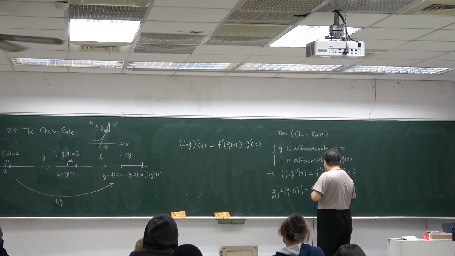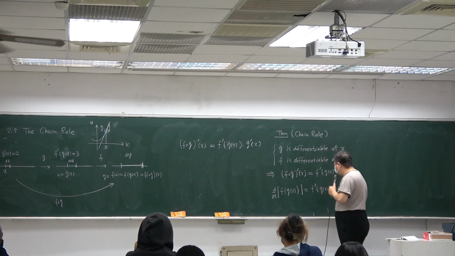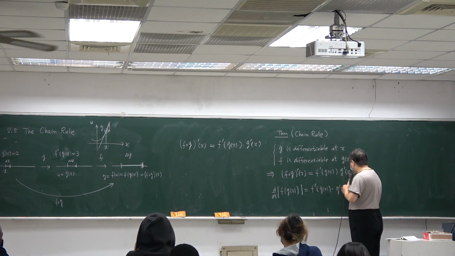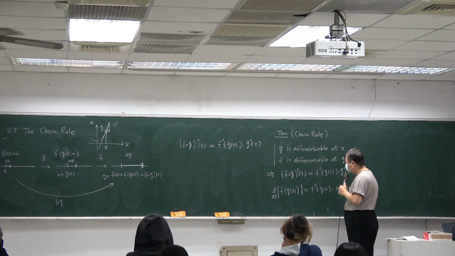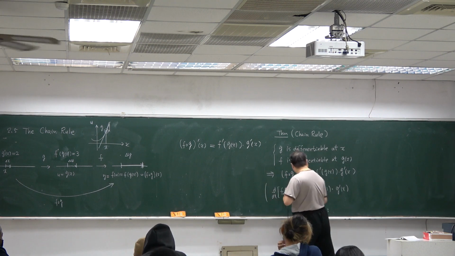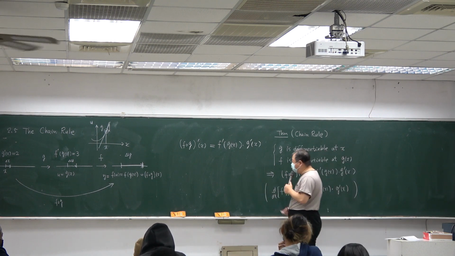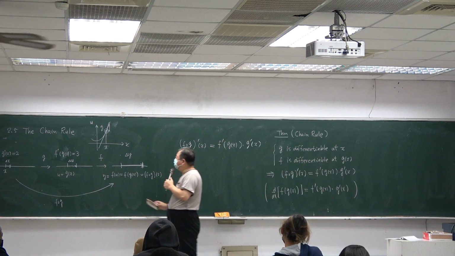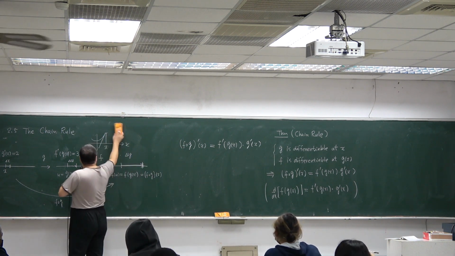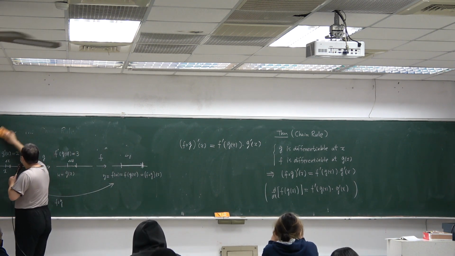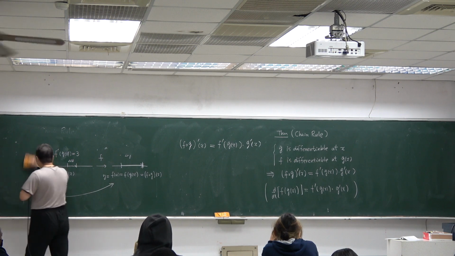This one, then times the derivative of g of x. Okay, let's see some examples. You may be familiar with this differentiation formula called the chain rule.